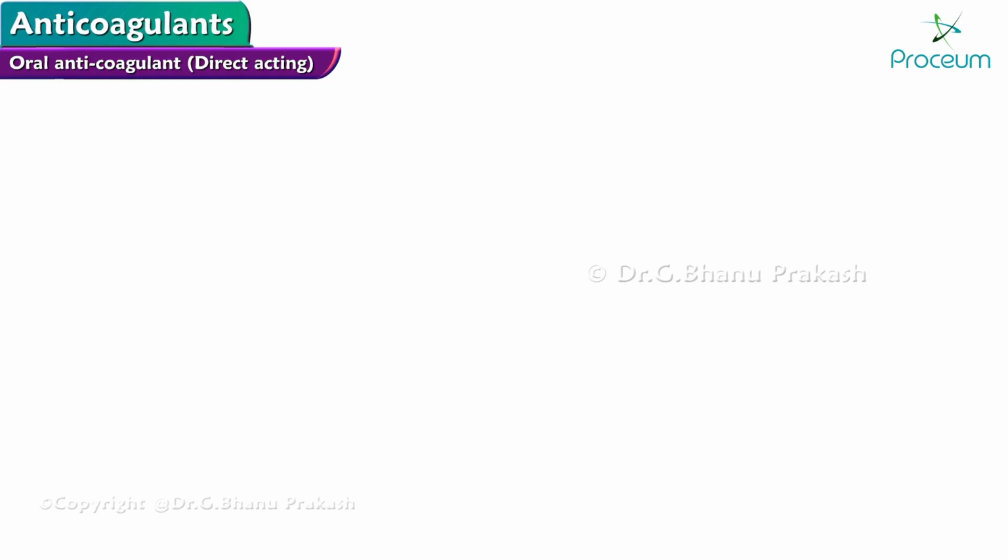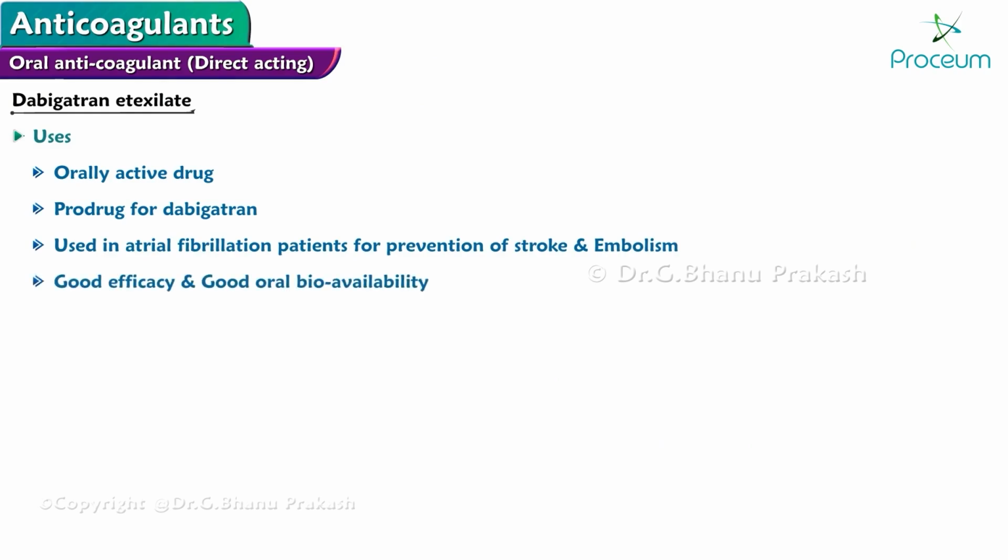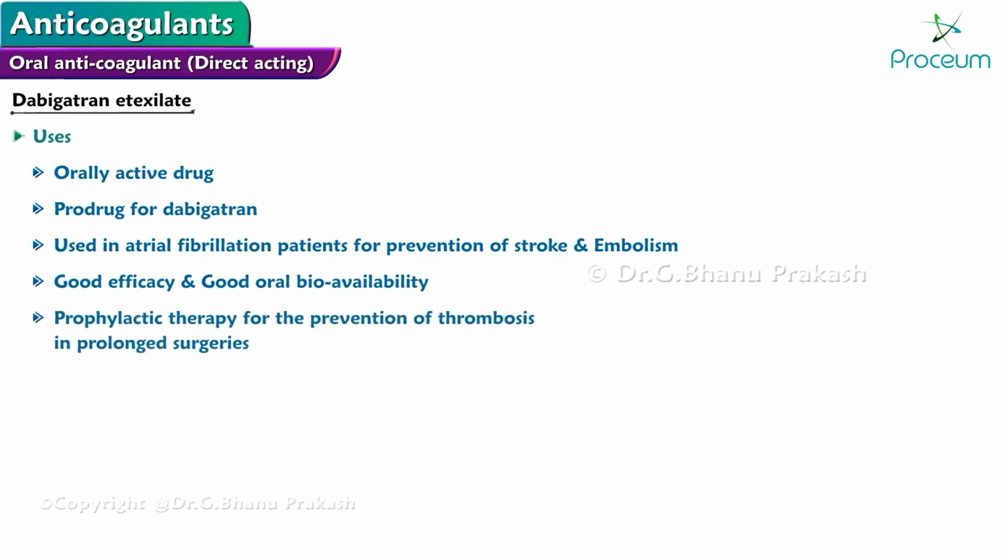Oral anticoagulant, direct acting. Dabigatran etexilate is a direct thrombin inhibitor. It's orally active and is a prodrug for dabigatran. It's used in patients with atrial fibrillation for prevention of stroke and embolism. It has good efficacy and oral bioavailability and can be used as prophylactic therapy for the prevention of thrombosis in prolonged surgeries. Bleeding is the most common side effect.